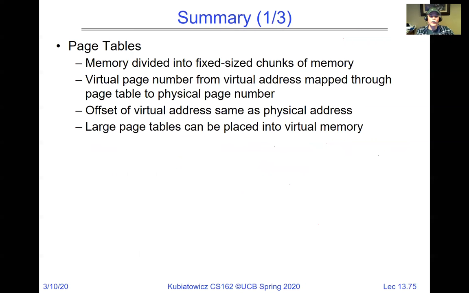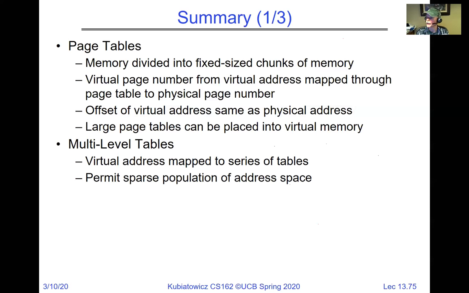But in conclusion, we talked a lot about page tables today. We talked about how memory is divided into fixed-size chunks. This basically gives us the ability to avoid external fragmentation. We talked about how the virtual page number from the virtual address goes through the page table, however big it is, and is eventually mapped to a physical page number. And then the offset from the virtual address is just copied to the physical address. And large page tables can actually be placed into virtual memory and paged out, which is a cool thing that you probably didn't realize.